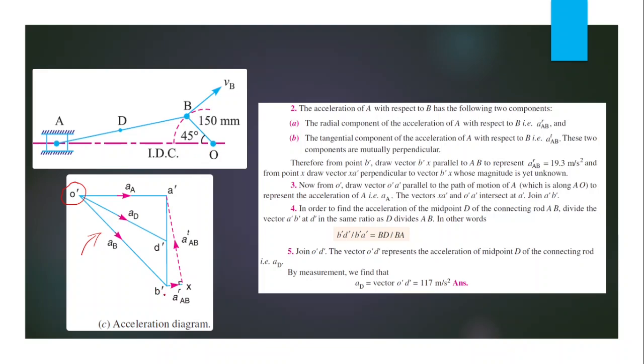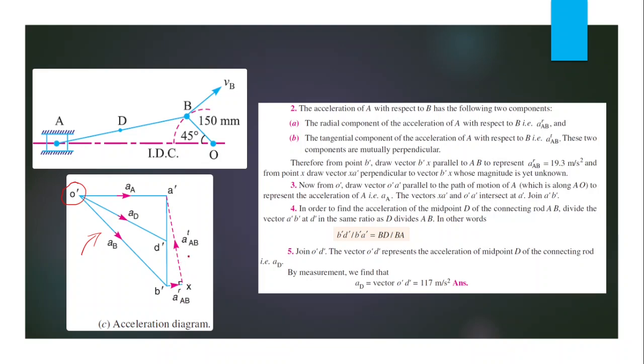Next, we can represent the radial component of acceleration of A with respect to B. That magnitude is already found out, and the radial component must be along AB. We can represent that length as B dash X, which must be parallel to AB. This line must be parallel to this line, and that length is already found out.